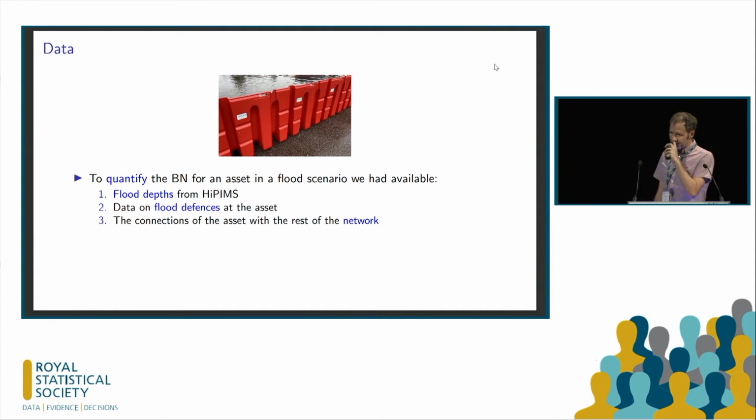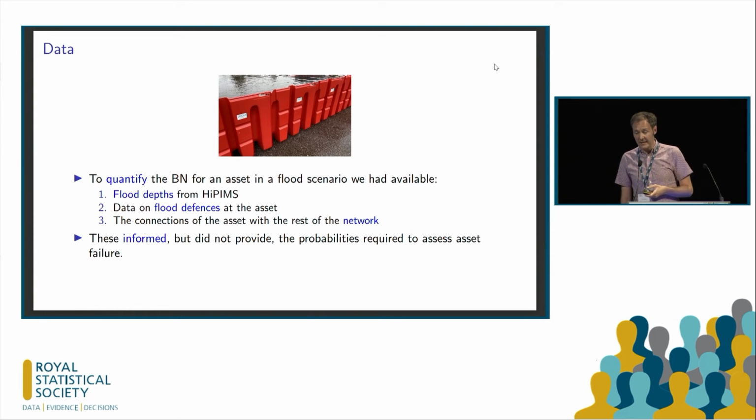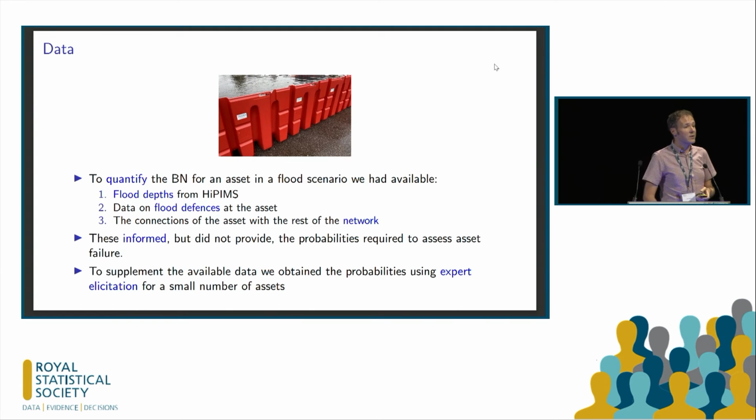And the other thing we had data on, again, through the knowledge graph, was the connections between that particular water pumping station, or that particular electricity substation, and everything else in all three networks. So we did have some data, and you can see that these are going to be useful. They're going to inform the probability that an asset is working or indeed has failed at any particular time within a flood. But they're not sufficient. That's not enough information to say how likely the asset is going to be working in a flood.